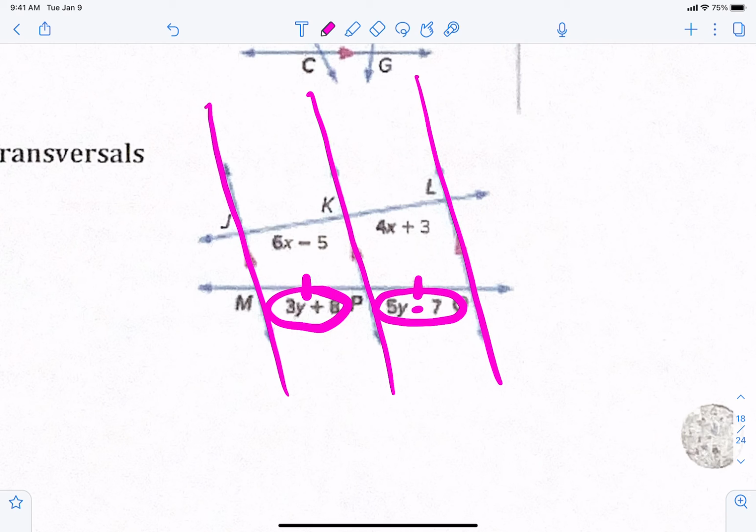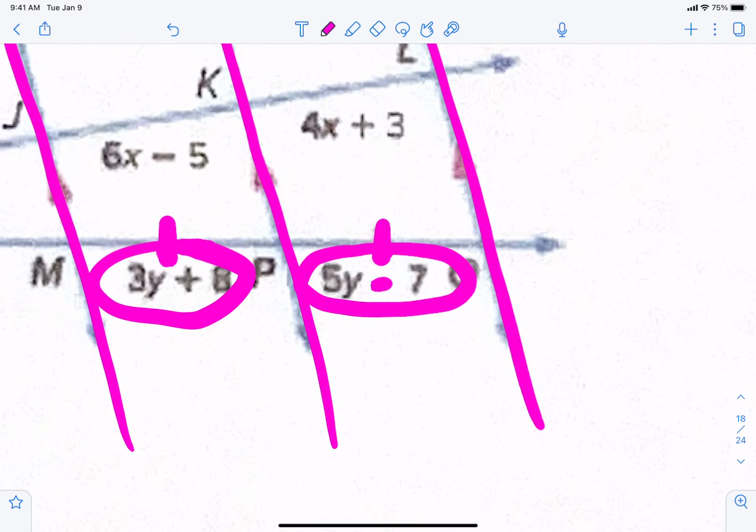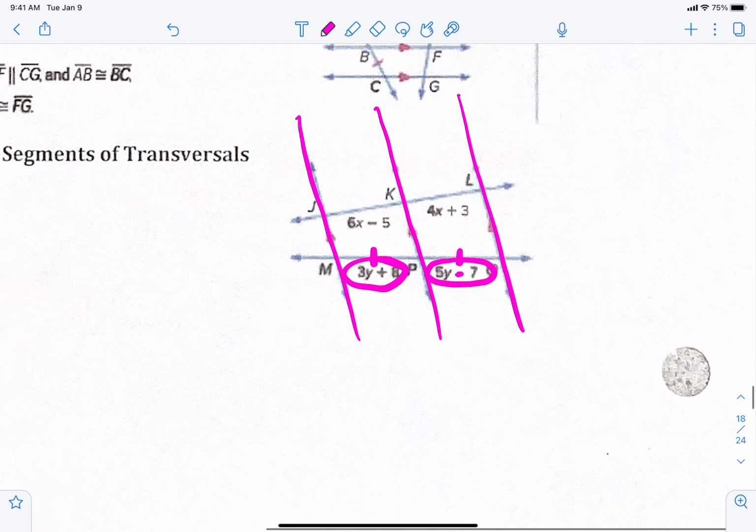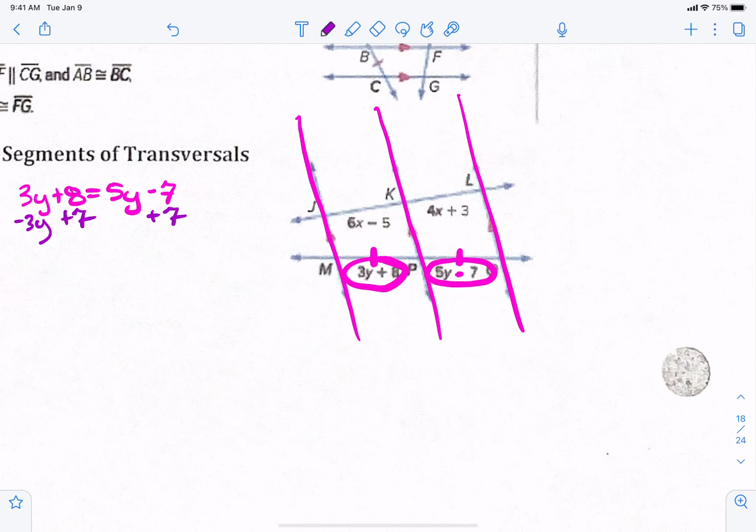Okay, last one. This one, label him as minus 7. Those two things are equal to each other because they have the tick marks. So let's deal with that first. Let's do 3y plus 8 is equal to 5y minus 7. What do you want to move? Add 7, and subtract 3y. So 15 equals 2y. Divide by 2, y equals 7.5.